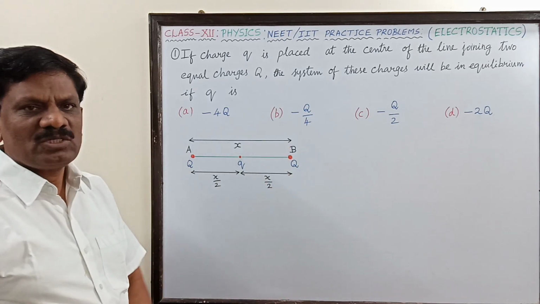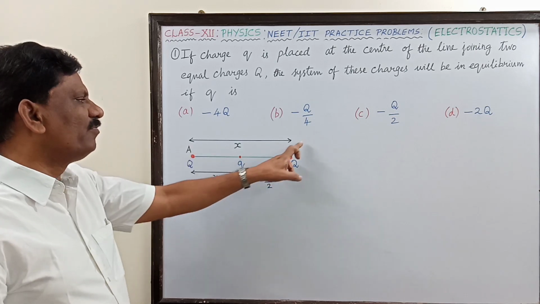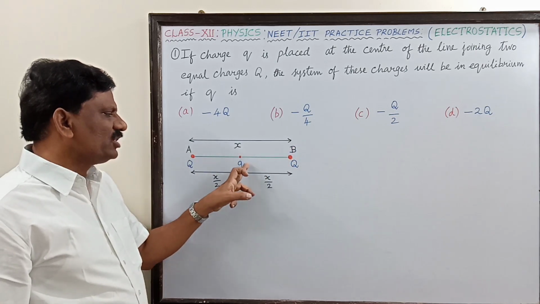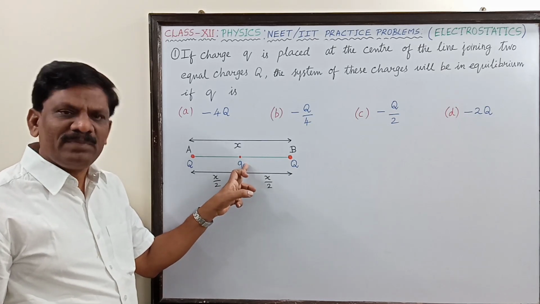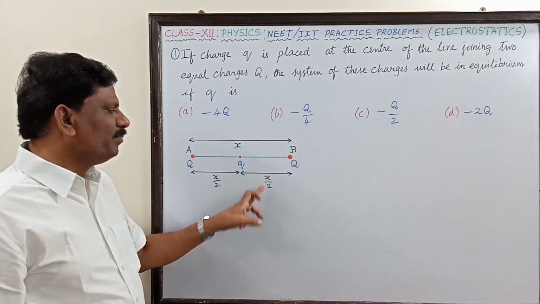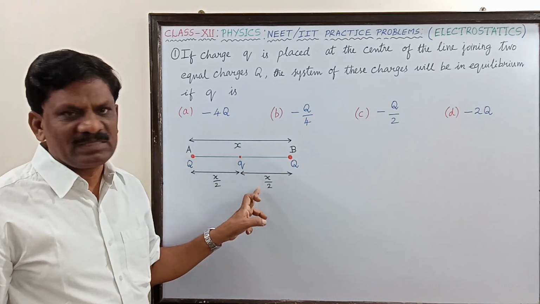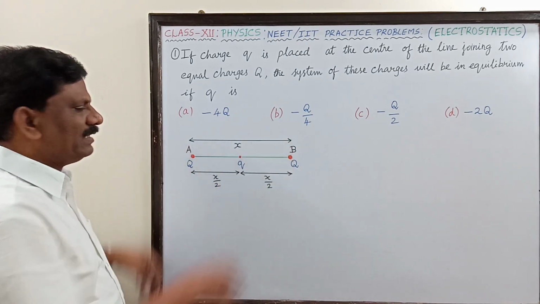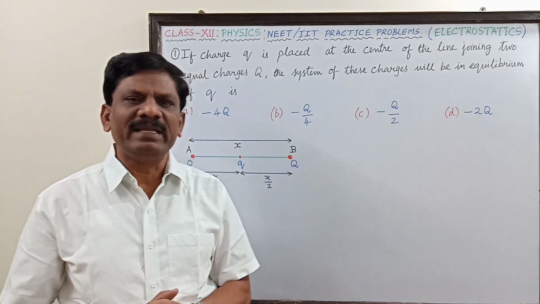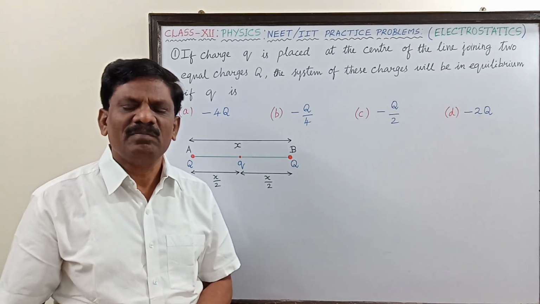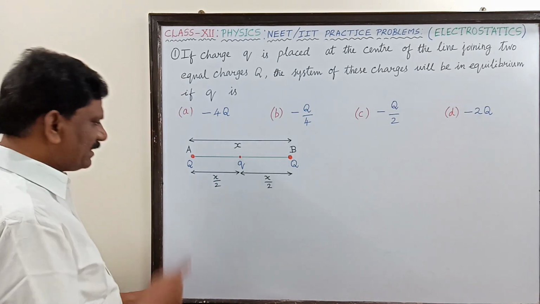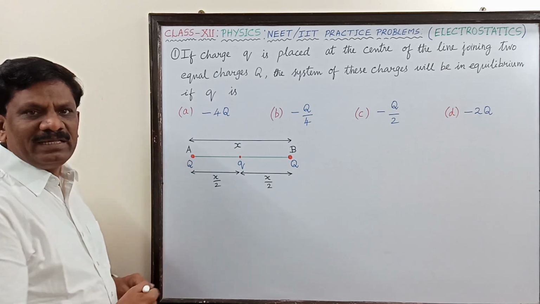B. So let us take the distance of separation from A to B as small x. Since this charge small q is placed at the midpoint, its distance from A is x by 2 and from B it is also at a distance of x by 2. Now when the system is in equilibrium, the net force acting on every charge must be 0. Understand? So now let us consider the charge placed at A.